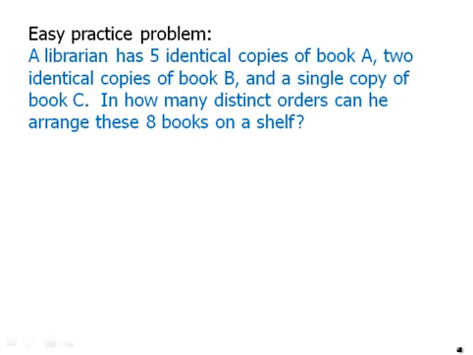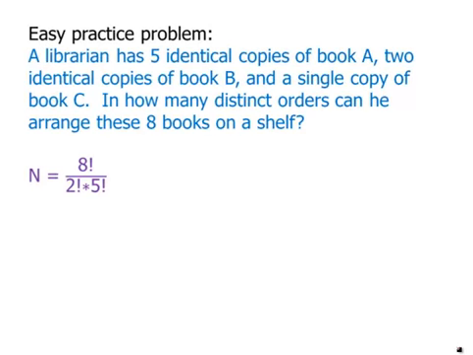Here's a practice problem. Pause the video and then we'll talk about this. Okay, so we have 5 identical copies of one book and 2 identical copies of another book. And so that means that the total number is going to be 8 factorial divided by the product of 2 factorial times 5 factorial. Well, we'll cancel the 5 factorial first.